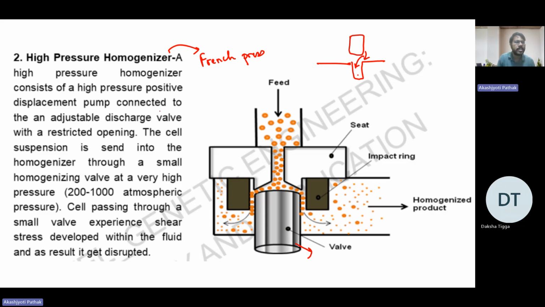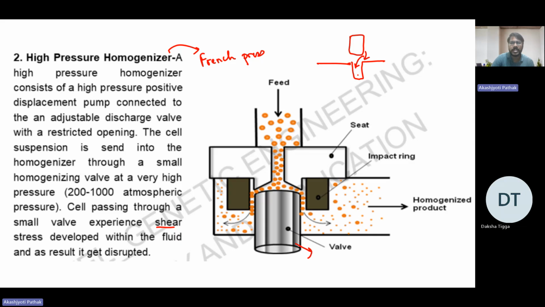So this high pressure homogenizer consists of a high pressure positive displacement pump connected to an adjustable discharge valve, and the cell suspension is sent into the homogenizer through a small homogenizing valve at a very high pressure. So this lysate is made to pass through this valve at a very high pressure, and because of the very small pore which is present, your cell will experience a very high shear stress, and this shear stress will cause the cell to get lysed.